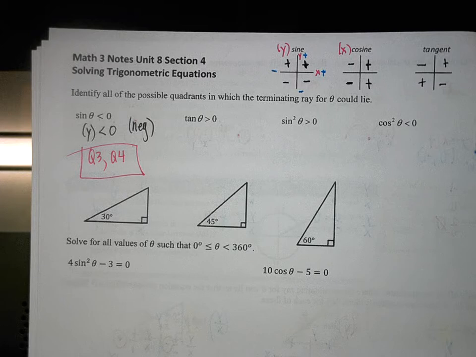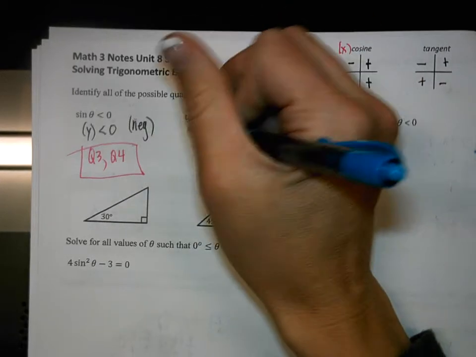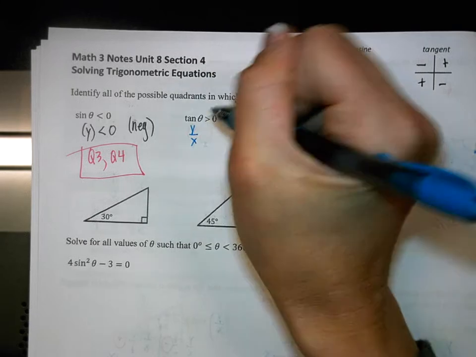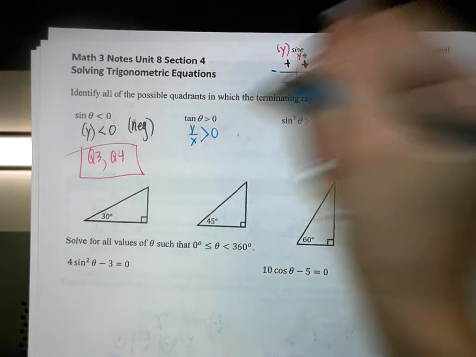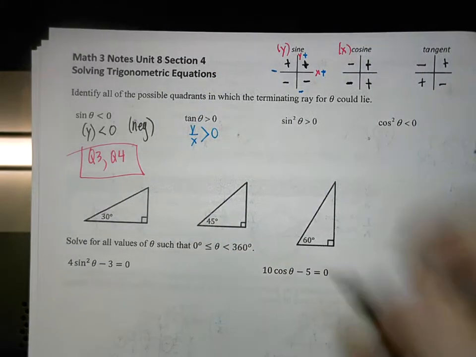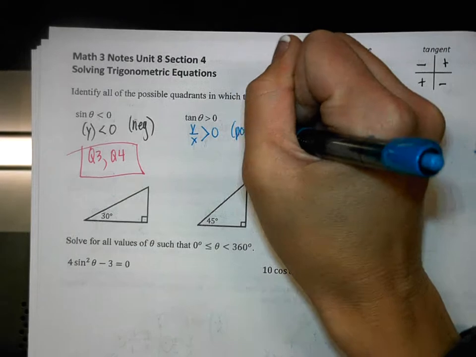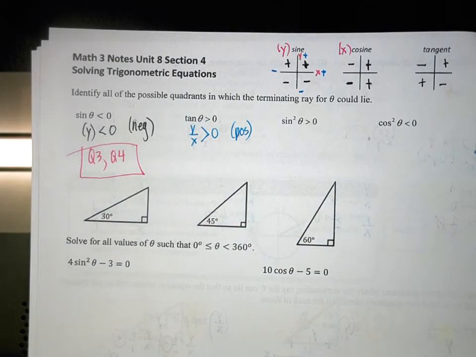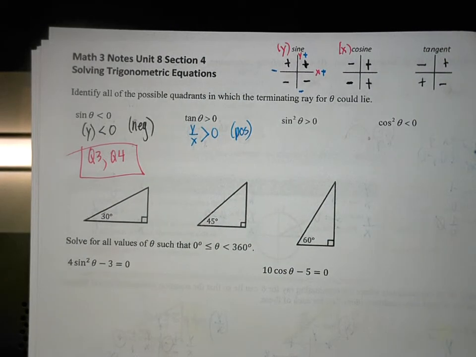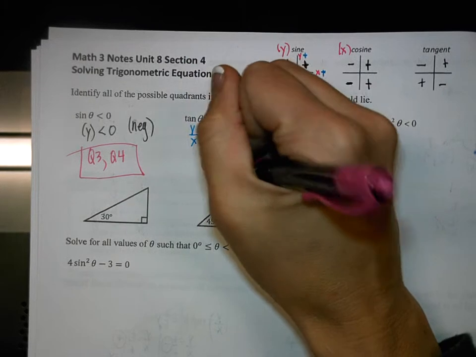Okay, the second one. Tangent is greater than 0. And that one is dealing, remember, with our y over x being greater than 0, which means that tangent is what? Positive. Okay, which quadrants is tangent positive in? 1 and 3.